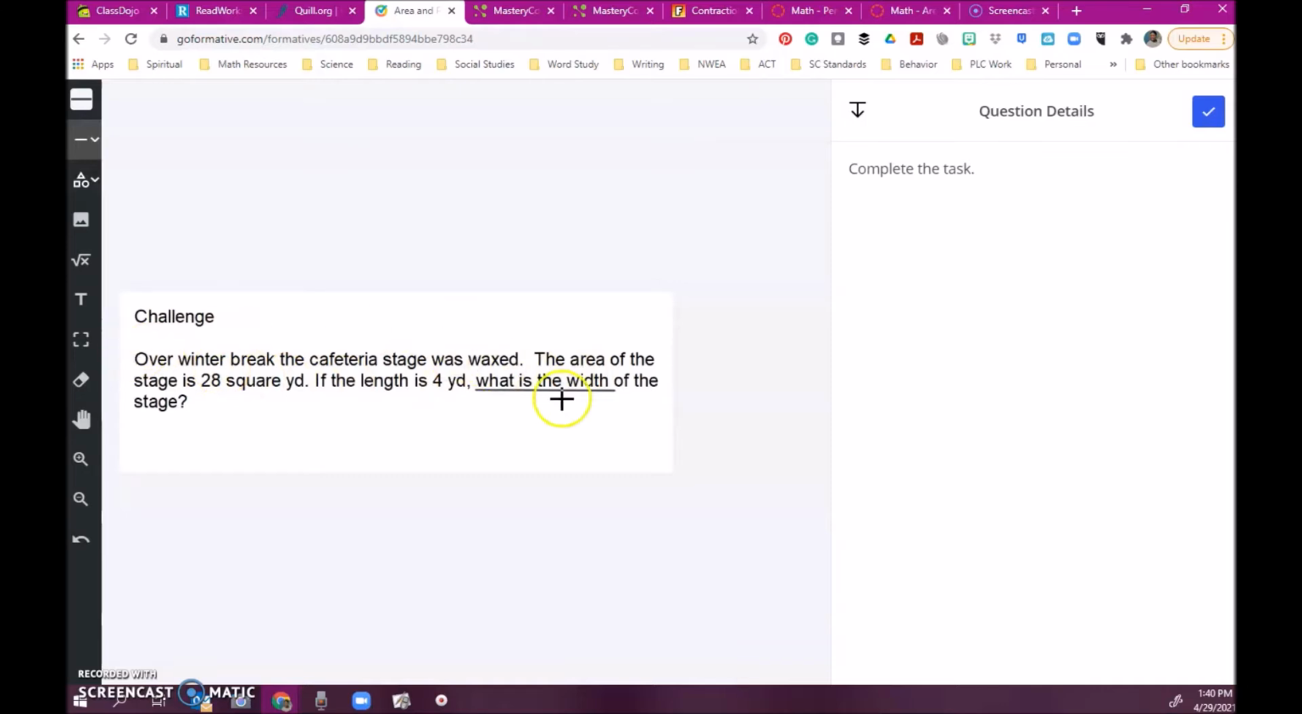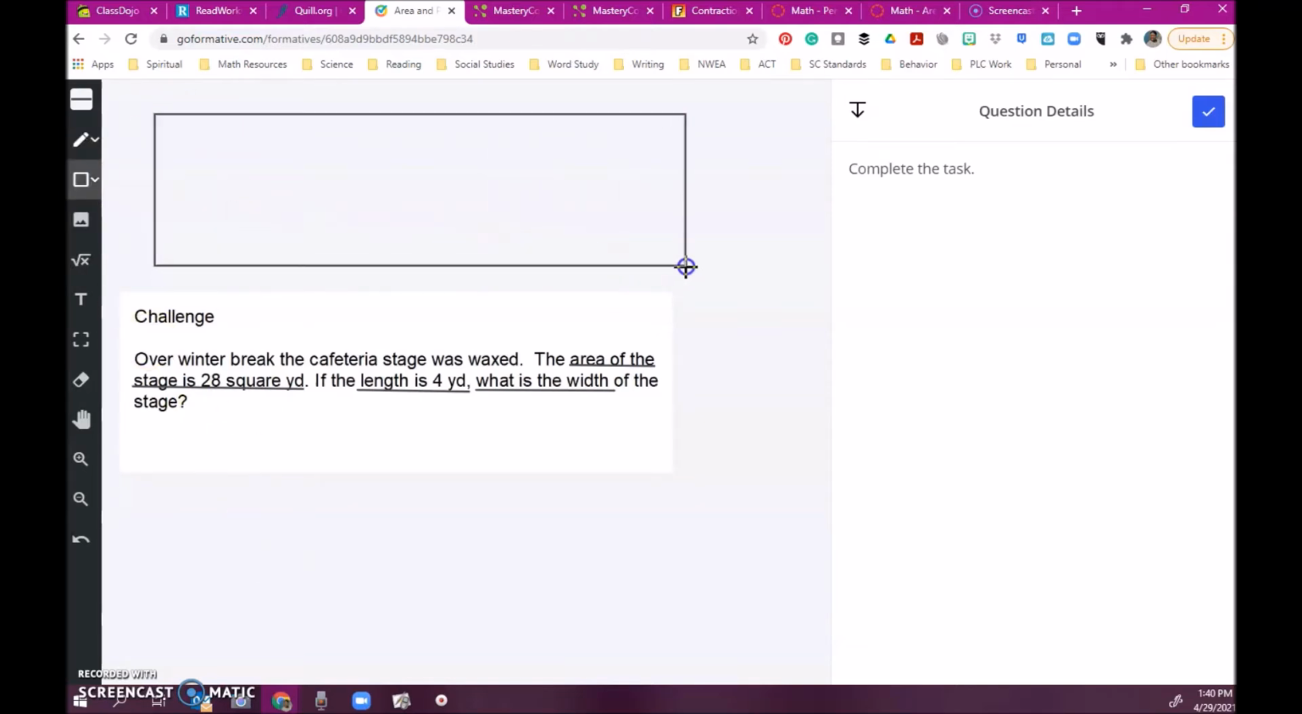Things that we know from the task is that the area is given to us. It already tells us the area is 28 square yards. And then it tells us that the length is 4 yards. And this is one of those problems where I say it's good to draw it so that you can see what you're doing. So we're going to make us a stage. A stage is like a rectangle shape.